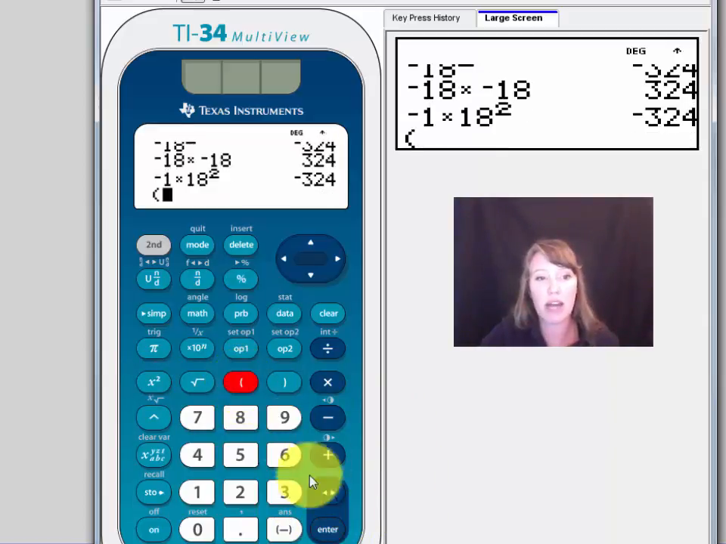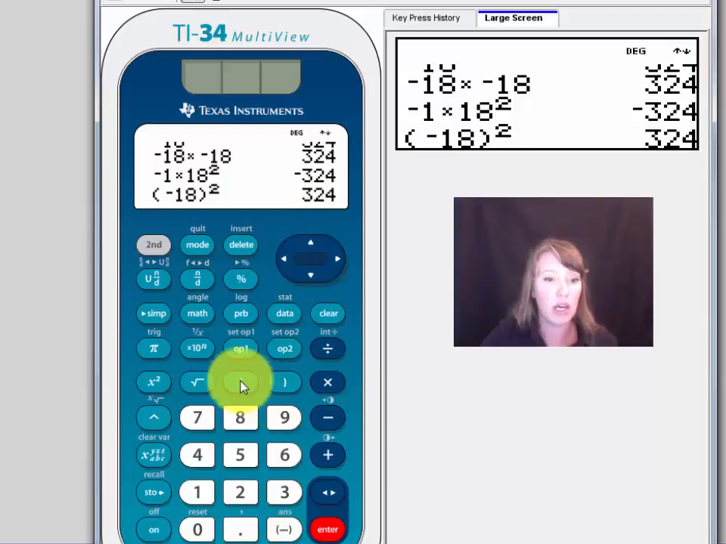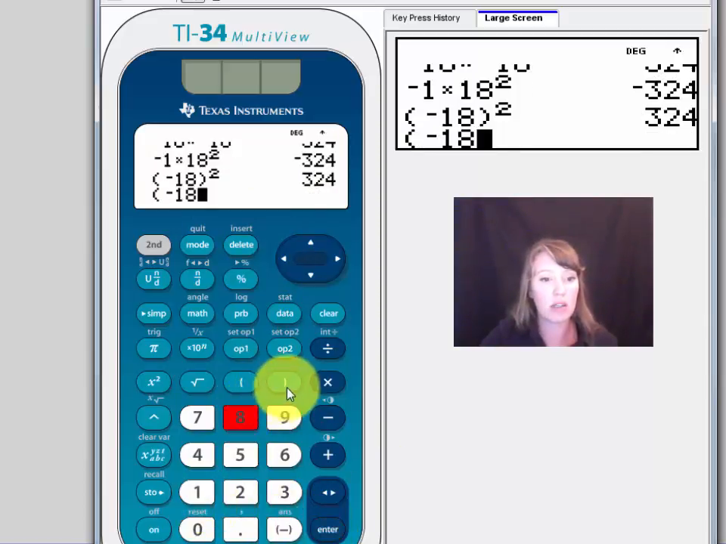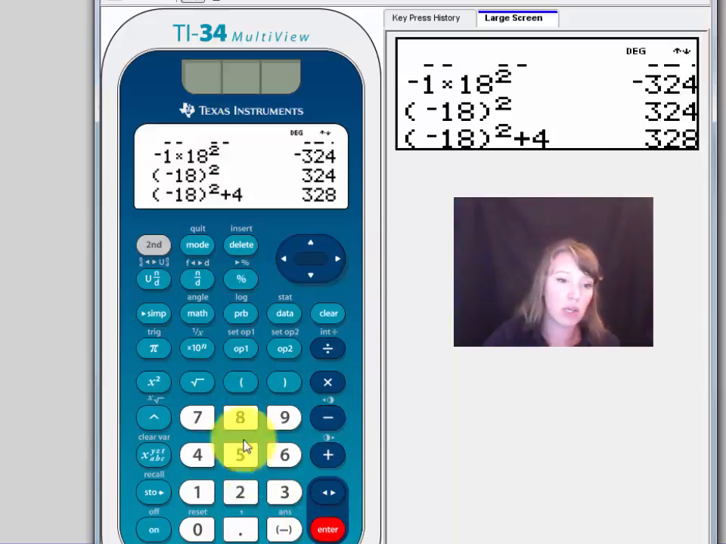If you want the base to be negative, then you must use parentheses. Okay, this is telling the calculator. Notice that this is your square key, right? This is a special exponent here. So you hit that and it puts an exponent of 2 on there. If you want the base to be negative, then you must use parentheses to indicate to the calculator that the entire thing is the base, not just the 18. And here you get what you want, okay? So negative 18 squared plus 4 is going to be 328.